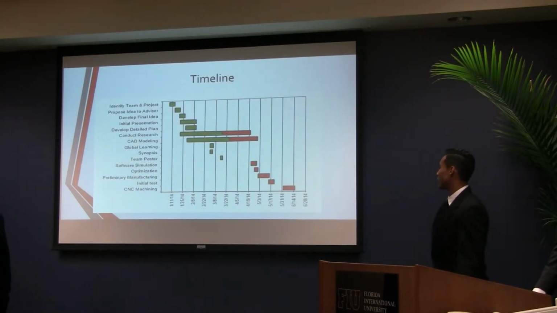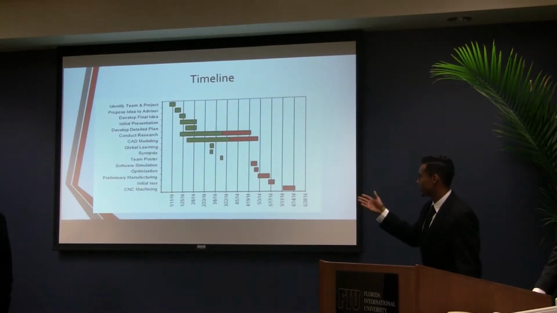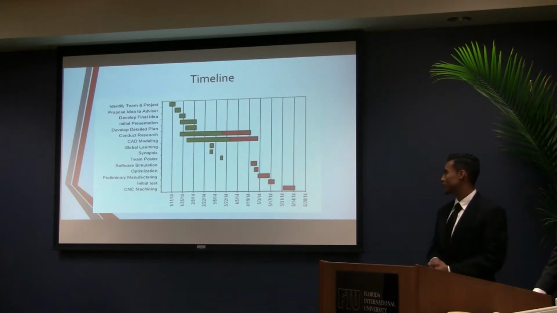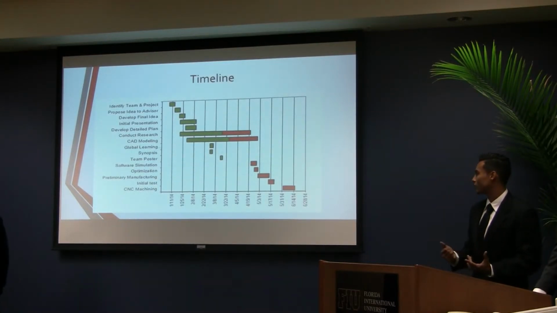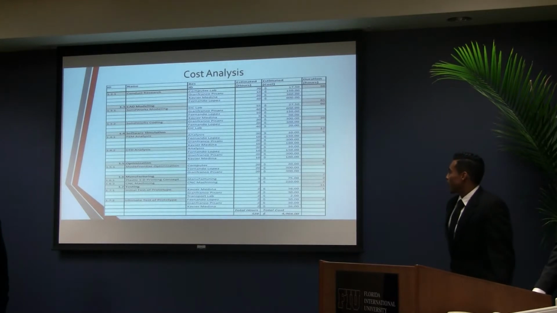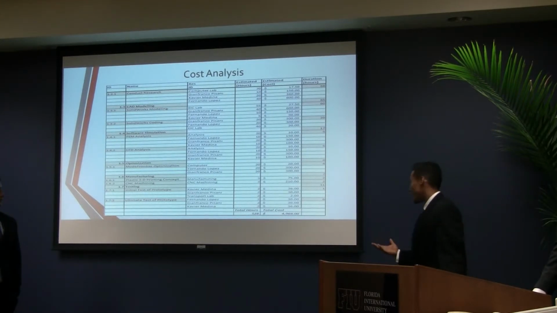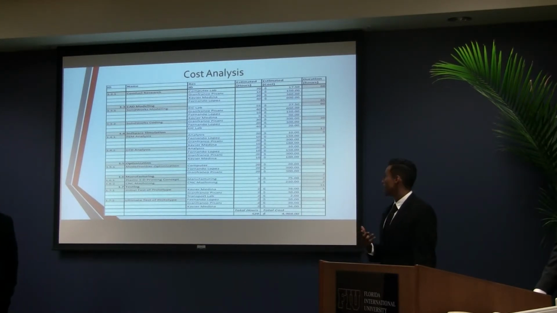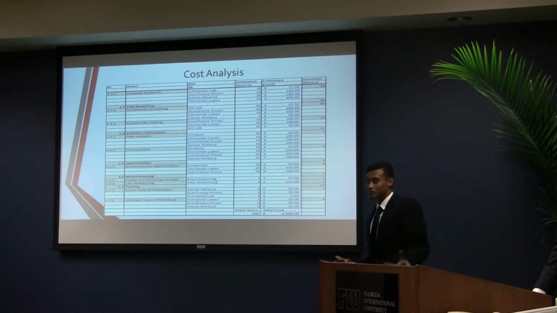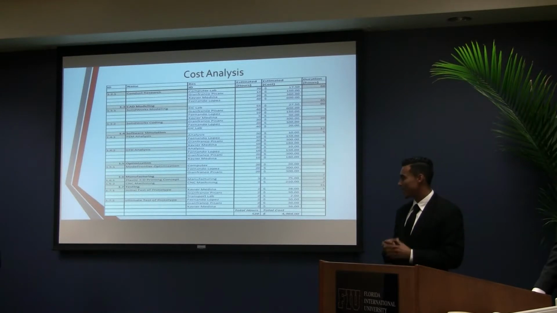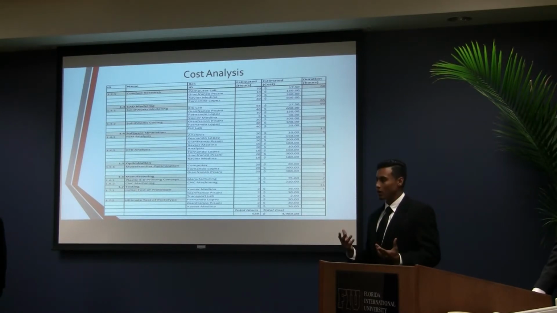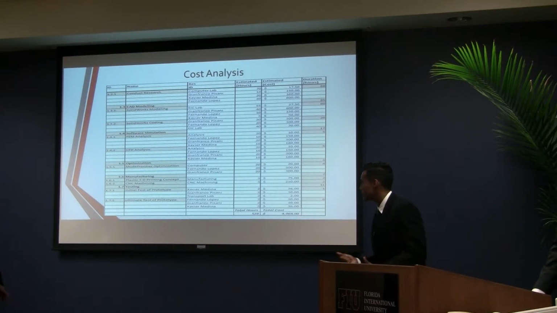Here's our timeline for our project. Right now we're in the green stages. We've conducted most of our research already, and we've already made several CAD models. And here's our cost analysis. It's overinflated right now, mainly due to labor costs of man hours. So right now our cost is at $4,964, but it's mainly man hours and computer costs. They're just very estimated numbers.